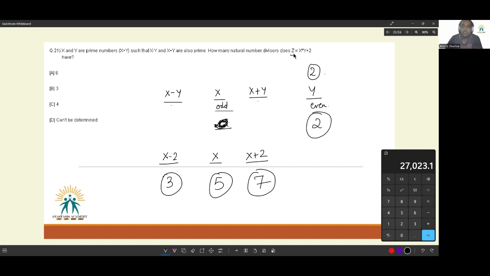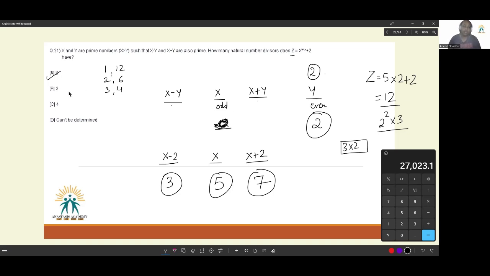Finally, how many natural numbers does z divide? Z is equal to 5 into 2 plus 2, or z is equal to 12. Now prime factorized form of 12 is 2 square into 3. How many factors will there be? 3 into 2, or there are 6 factors for z. If you want to list out the factors, even that can be done because this is a fairly small number. These are the different factors of 12. There are 6 factors of z.